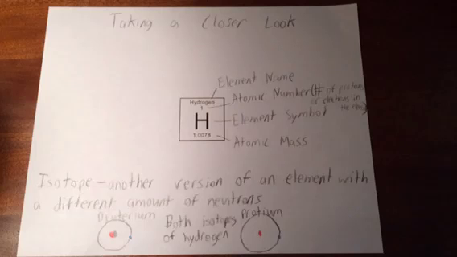What's an isotope? Well, an isotope is pretty much the exact same element, but with a different amount of neutrons in the nucleus. So below is an example of two isotopes of hydrogen. The one on the left, deuterium, has one proton and one neutron. The one on the right, protonium, has only one proton. Now, most elements have multiple isotopes.